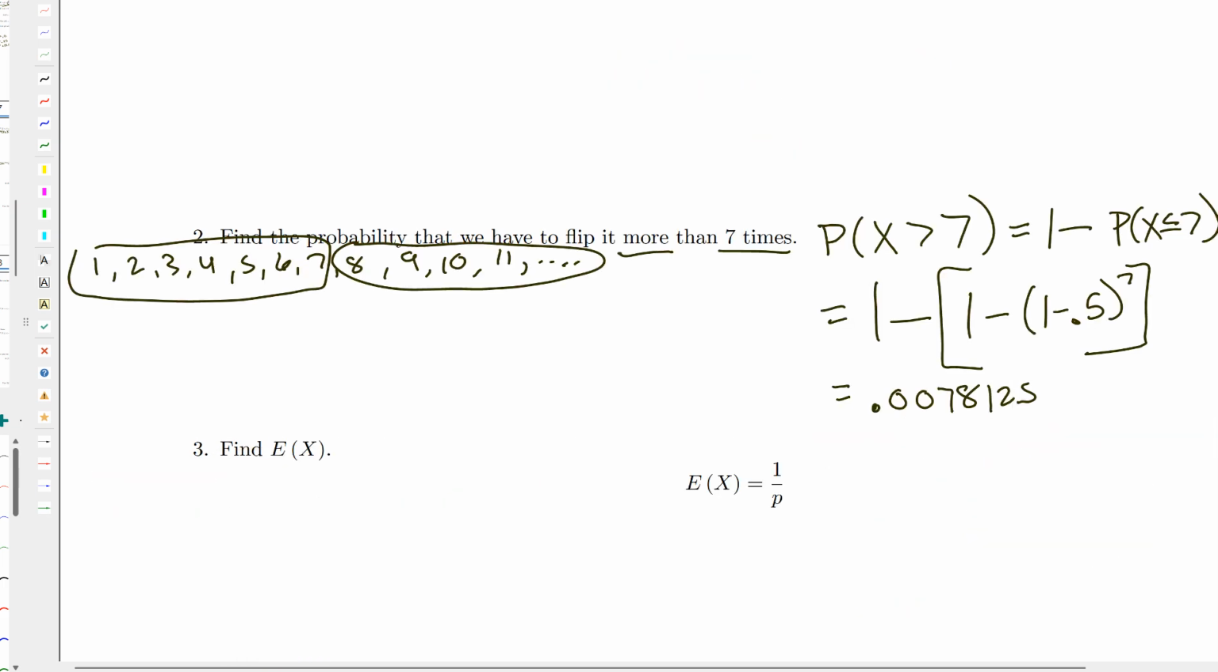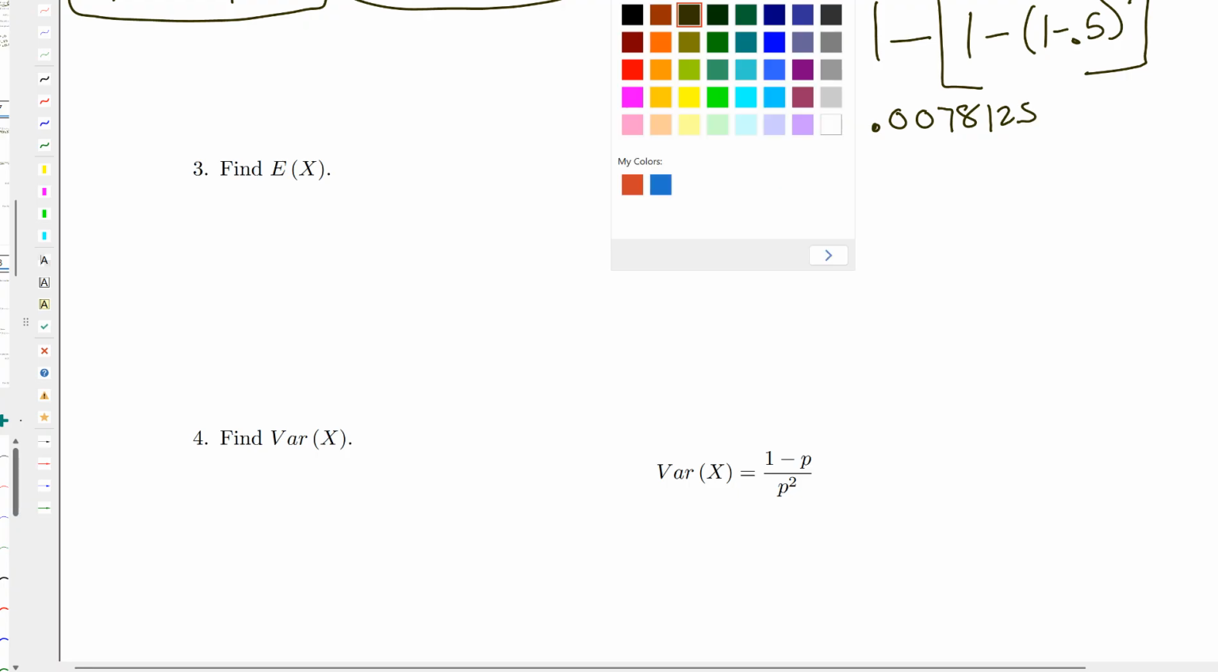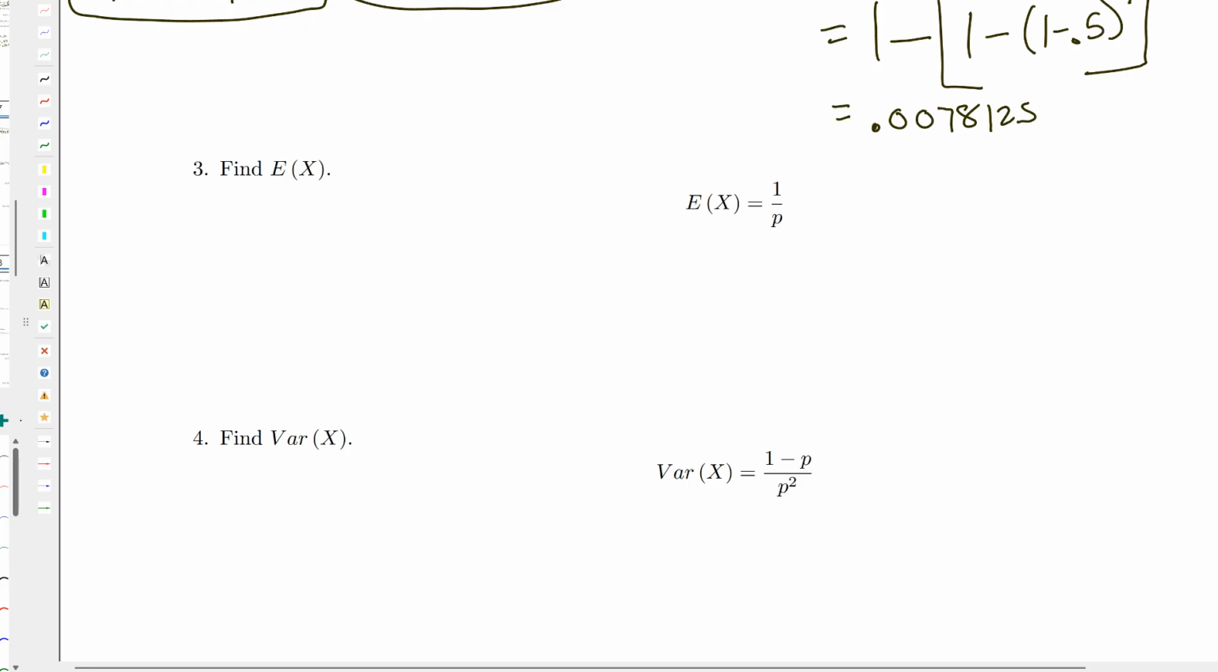So let's find now the expected value of X. I wrote down the formula for us so that we can see it. We'll change colors. So the expected value of X is just going to be 1 over p, so 1 over 0.5, which gives me 2. The variance of X is going to be (1 minus 0.5) over 0.5 squared, which should give me 2.